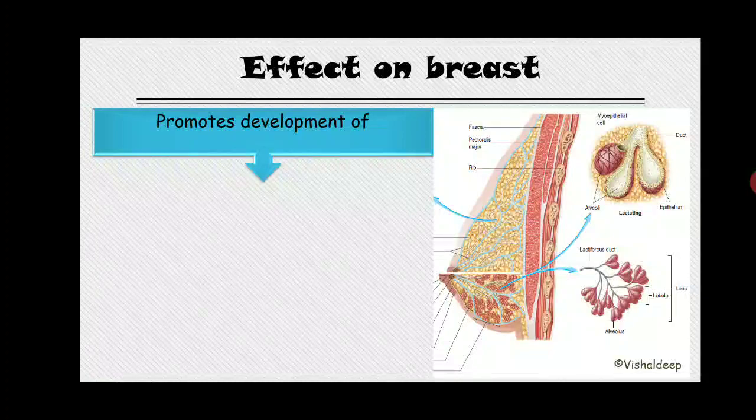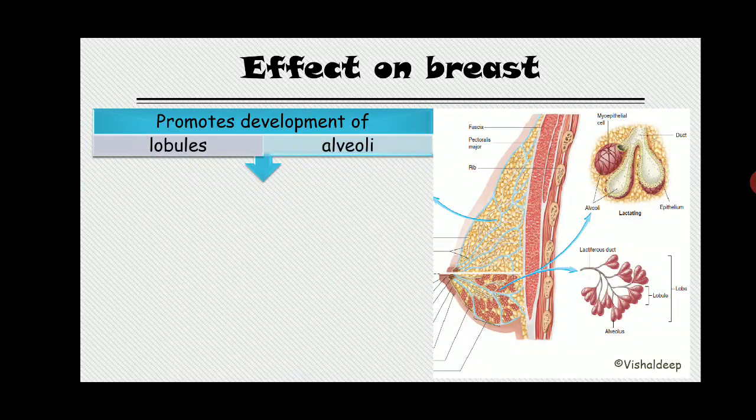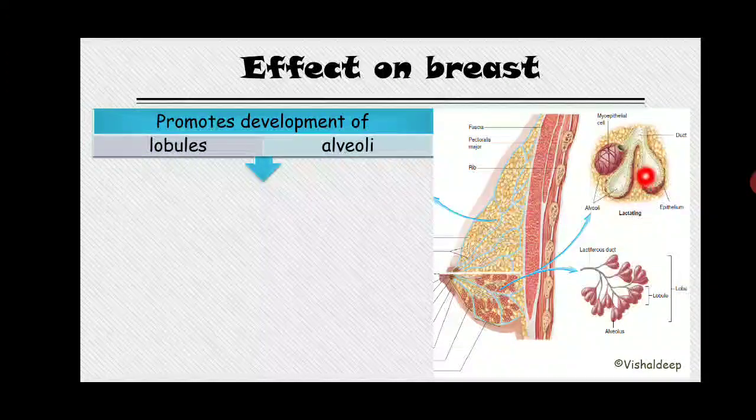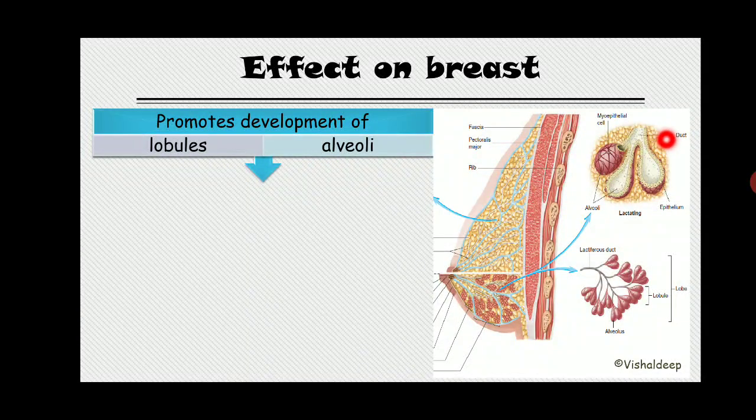Progesterone will promote the development of two things. One is the lobules, another one is the alveoli. See, in this diagram, these are the alveoli, this one is the lobule, and this is the duct. Development of the ductal system is done by estrogen. So remember that ductal system development is done by estrogen. Alveoli and lobules will be increased by progesterone.